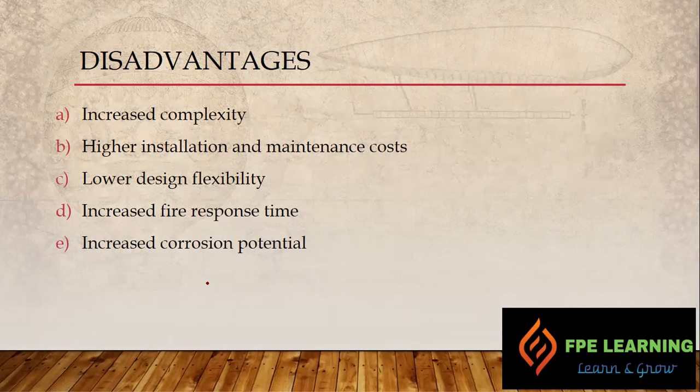Now, option D talks about increased fire response time. If your system is larger than 750 GPM and the size of the piping is very big, in that case it increases the fire response time. We have to achieve it within 60 seconds without any problem, right? And the last one, it increases the corrosion potential, right?